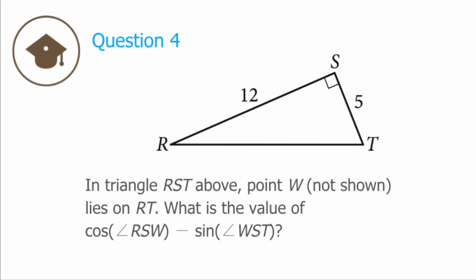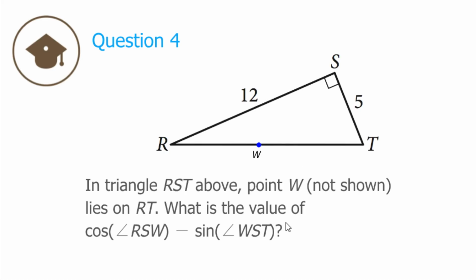Reading this one, we see, okay, in triangle RST above, sweet, it gives us the diagram. We don't have to draw it ourselves, but we know we're going to want to use it. Point W, not shown. Uh-oh, so there's something that they didn't actually draw on the diagram. We do want to draw that ourselves. Point W, not shown, lies on RT. Okay, so let's draw point W. All it tells us is that it lies on RT, so we can pretty much put it wherever we want. So I'm going to put it here.